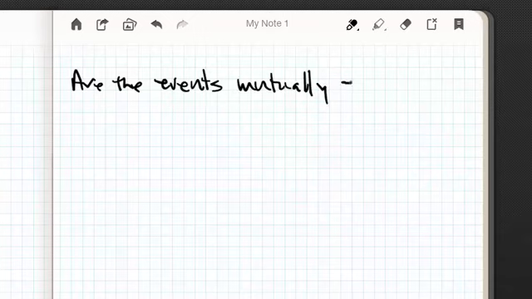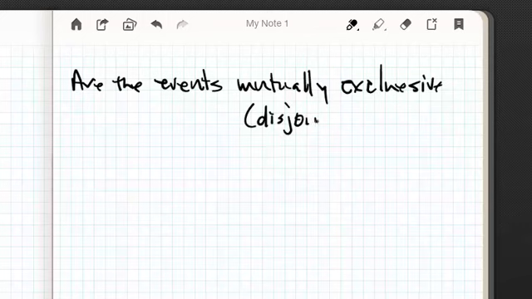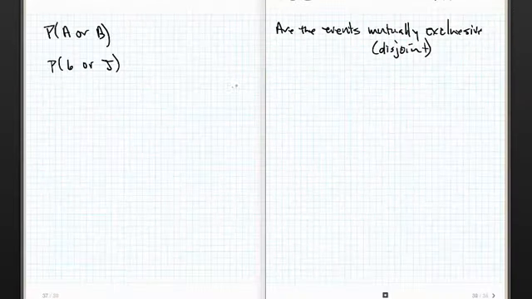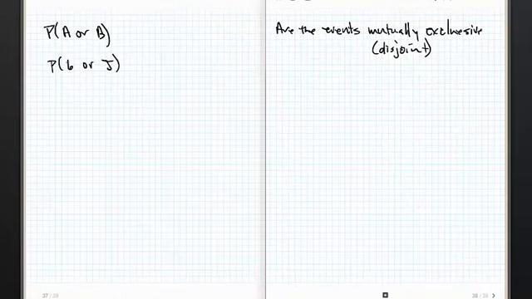Another word for mutually exclusive is disjoint. Disjoint means they can't happen simultaneously, they don't overlap. In other words, I have a die in one hand and a deck of cards in the other, and I roll the die and draw a card with the other. They don't overlap at all. So let's think about that.